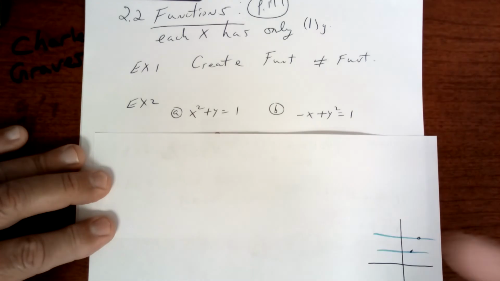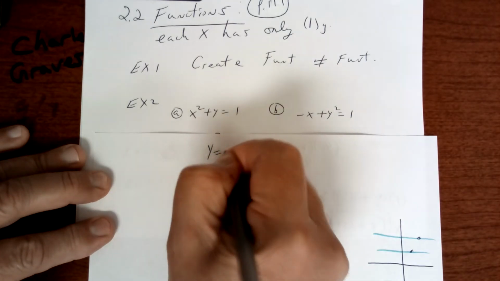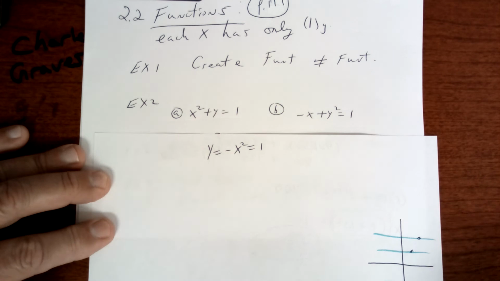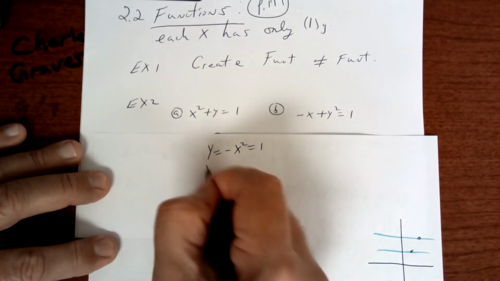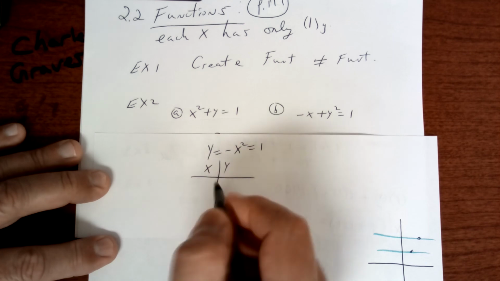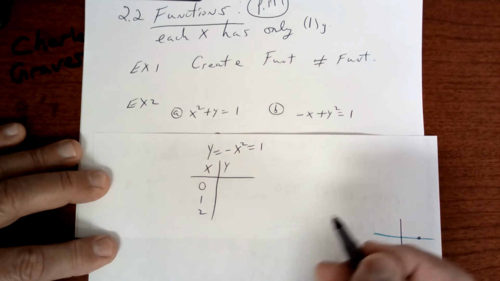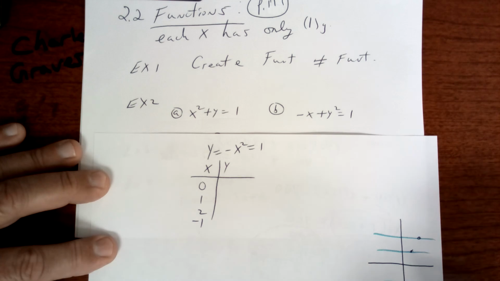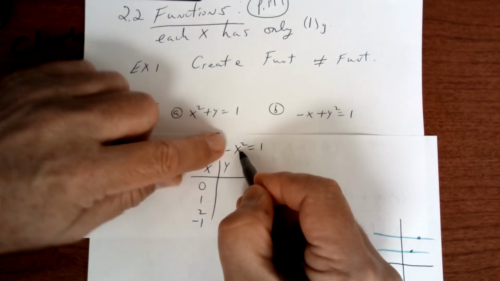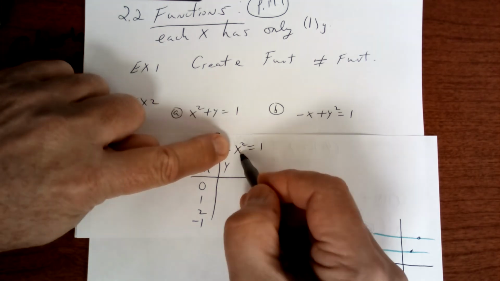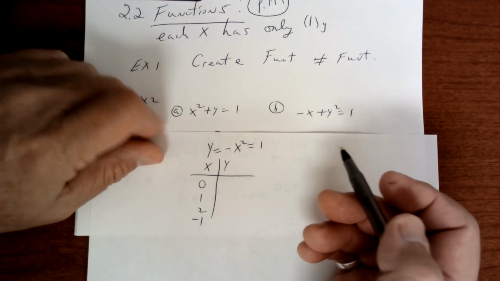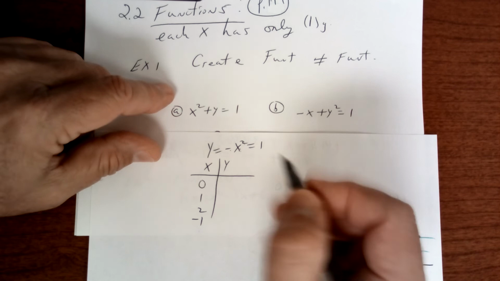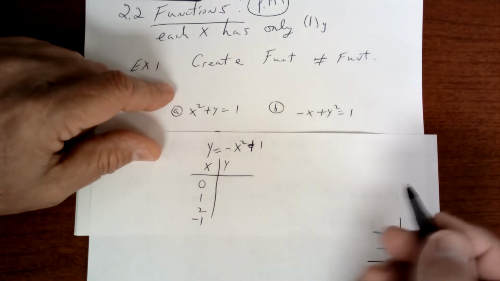Let's solve for y. Okay? And then what you do is you just plug in some numbers and see if it works. So we're going to use x and y, domain and range, 0, 1, 2. You might even try negative. Okay? So when you put 0, 0 squared is 0. You got to square it first. The negative makes it a negative 0, which is just 0. Okay? And this should have been plus 1. So 0 plus 1 is 1.